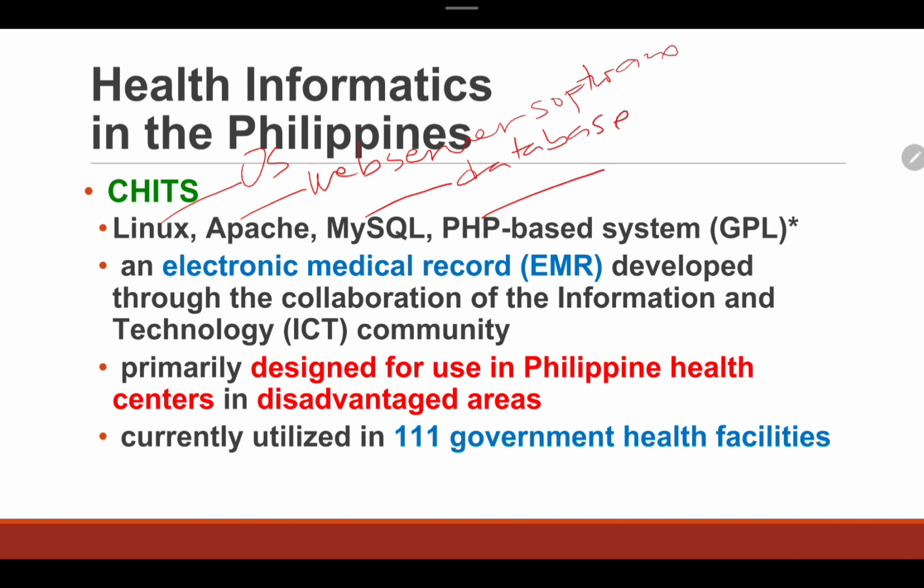This PHP-based system would be the scripting language, since it's from the Philippines. Scripting language. Okay? Meaning it is the Hypertext Preprocessor. So this is an electronic medical record, EMR, developed through collaboration of the information technology or ICT community, primarily designed for the use of Philippine health centers in disadvantaged areas, currently utilized in 111 government health facilities.